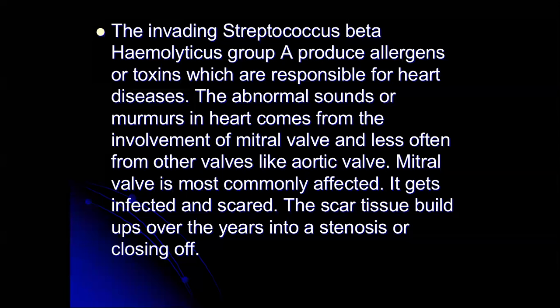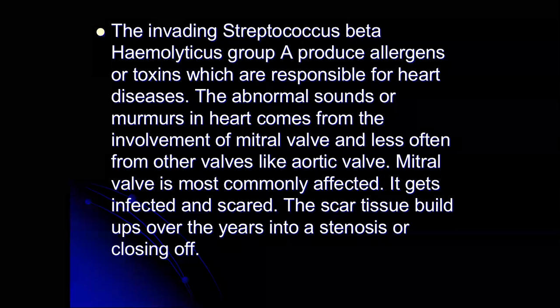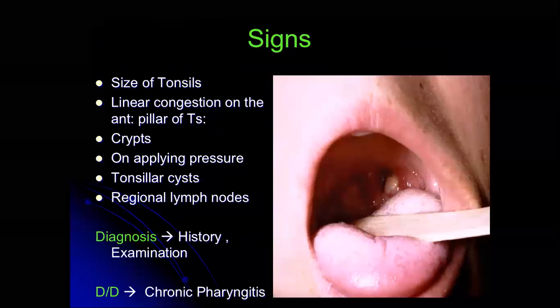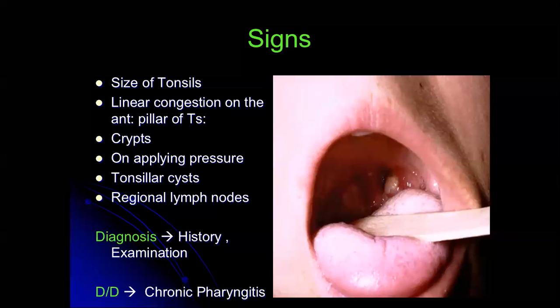Tonsillitis is caused by the Streptococcus beta hemolyticus group. Now you see a sign, it's a very good picture. With the help of a tongue depressor, we depress the tongue, and on the side there is huge congestion, red, with a secretion there. That is a sign here: size of the tonsil, linear congestion on the anterior pillar of the tonsil.